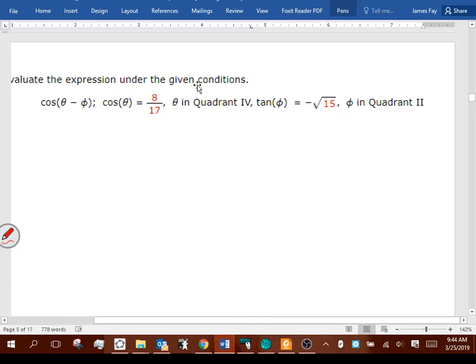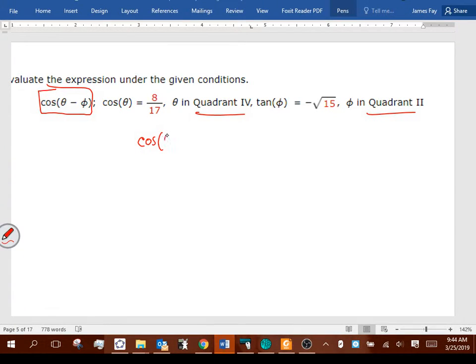It says cosine theta is 8/17. Theta is in quadrant 4. Tangent phi is negative radical 15. Phi is in quadrant 2. The quadrants tell us something about the signs, so the plus and minus of things. That's very important. Those are not just there to be there. We need those. What they're telling us is to evaluate that: figure out what cosine of theta minus phi is.